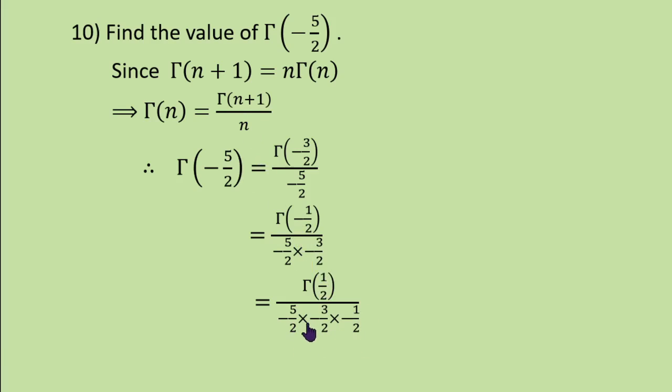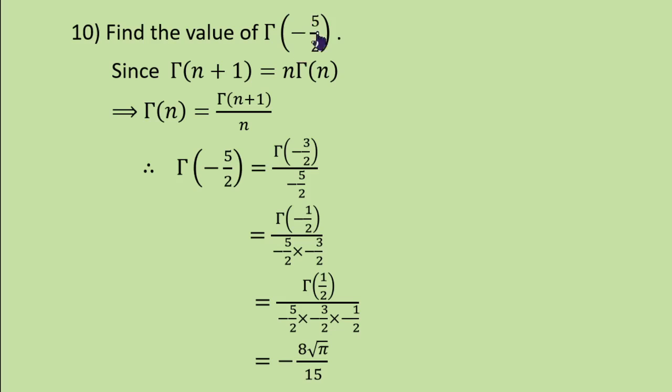So, minus 5/2 into minus 3/2 into minus 1/2 is in the denominator. Numerator gamma half, that is root pi. 2 into 2 into 2, 8. 8 goes to the numerator. 5 into 3, 15. Minus minus minus, that is minus. Therefore, minus 8/15 root pi. That is how we can evaluate the gamma function for negative numbers also.